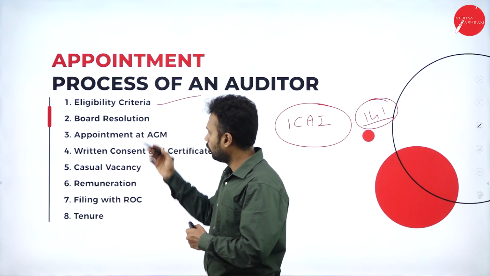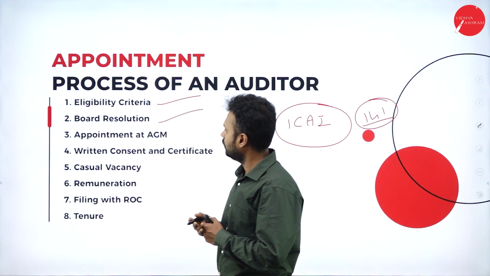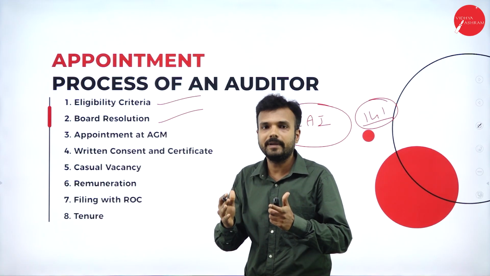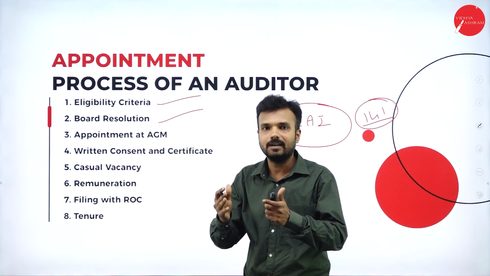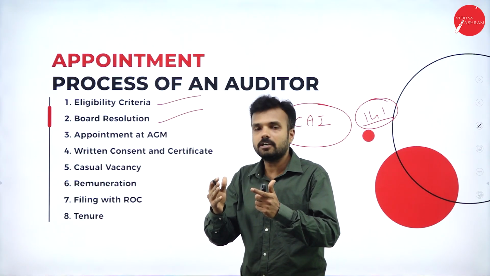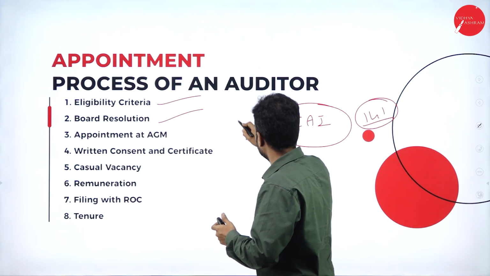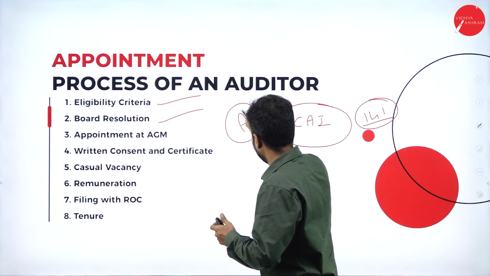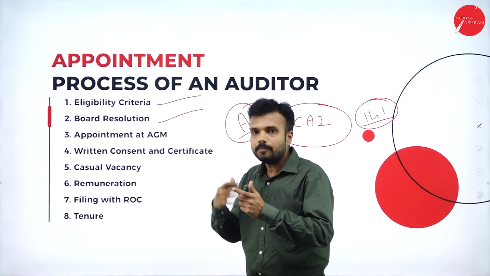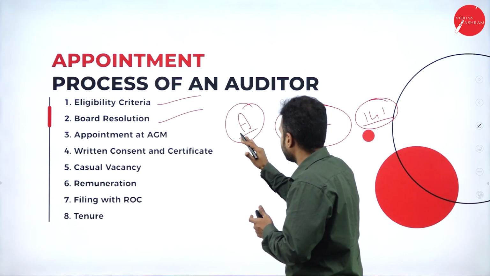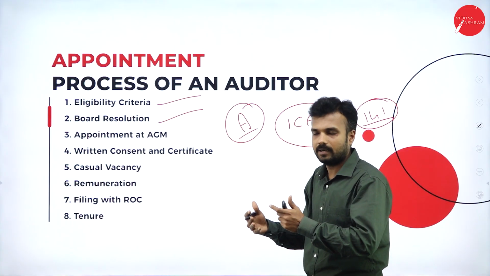So the next step is the board resolution. A formal meeting of the board of directors will be conducted. Here the agenda of the session is whether we can appoint Mr. A as an auditor or not. On what basis am I going to appoint Mr. A as an auditor, they are going to discuss in the board of directors meeting.